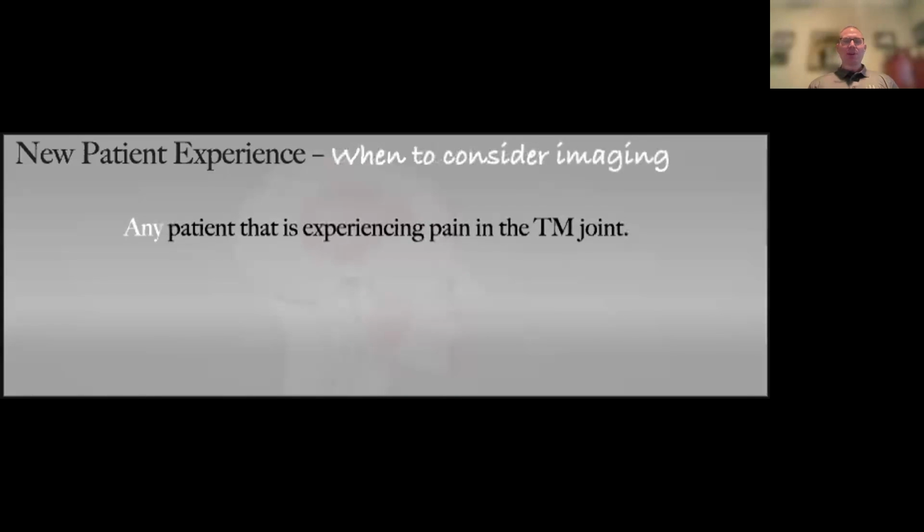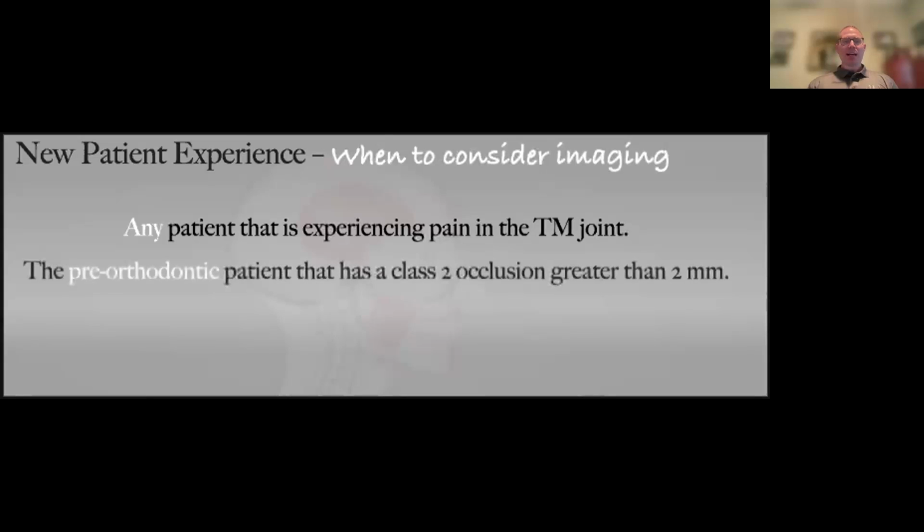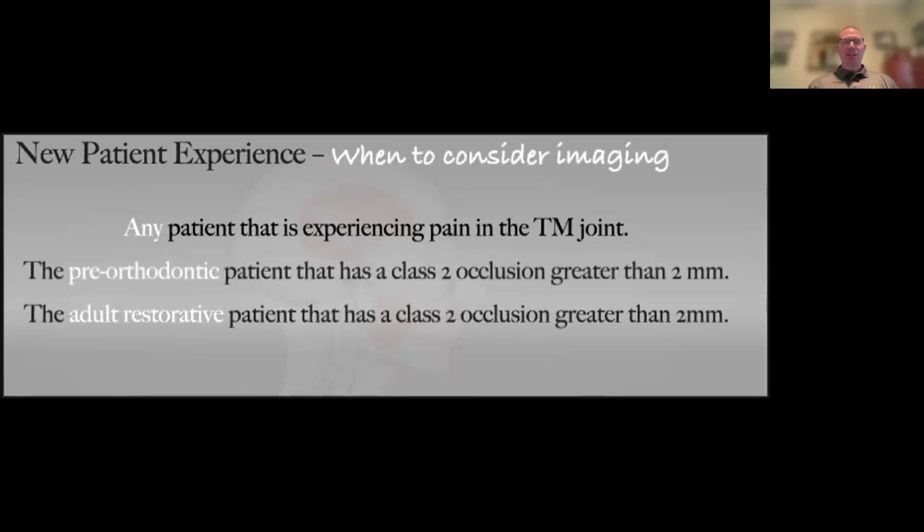To summarize, when we need to consider imaging: any patient that's experiencing pain in the temporomandibular joint, the pre-orthodontic patient that has a class 2 occlusion greater than 2 millimeters, and the adult restorative patient that has a class 2 occlusion greater than 2 millimeters. If we're going to do a significant amount of restorative work and there's an anterior open bite, we owe it to our patients to help them understand if there's stability.